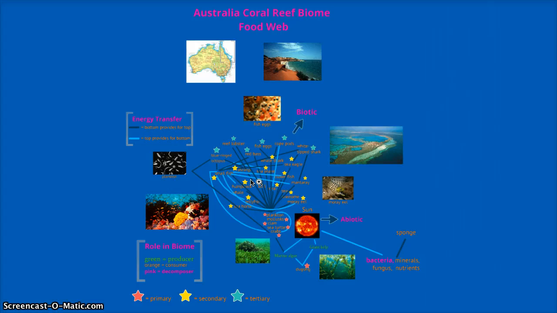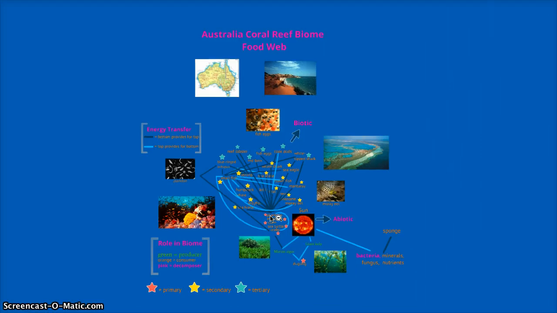So the whole food web is centered around the sun, which is an abiotic factor, versus the rest of the organisms, which are biotic, living factors. So the sun provides energy to the bacteria, minerals, fungus, and nutrients, which provide energy for the sponge. The sun also provides energy to the marine algae and the giant kelp, which are producers, and they provide energy for the dugong, a primary consumer. The marine algae then transfers to the crab, sea turtle, clam, mollusks, and plankton, which are primary consumers.